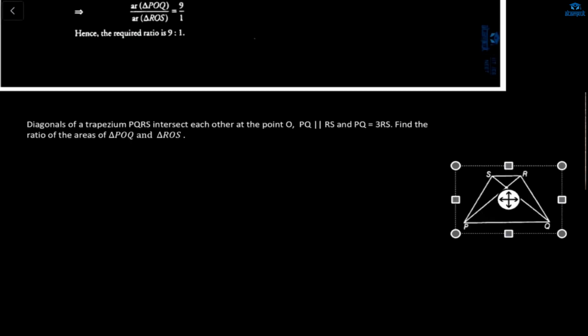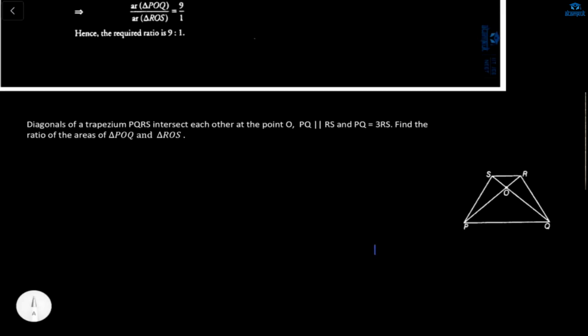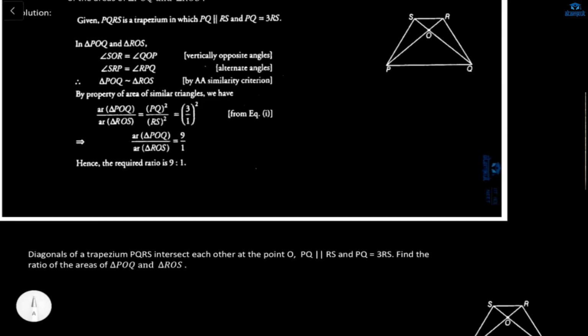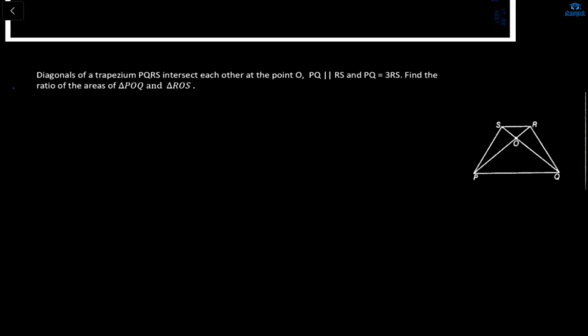Okay, now everybody try to do this question. This is question number 3, example number 3. Here the diagonals of a trapezium PQRS intersect each other at the point O. Now it is telling that PQ is parallel to RS. Obviously, since PQ is parallel to RS, you can prove that alternate angles are equal.